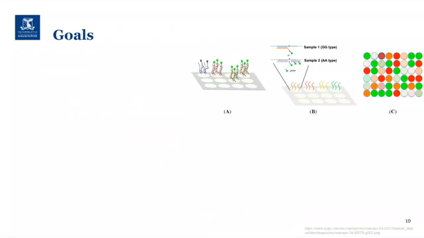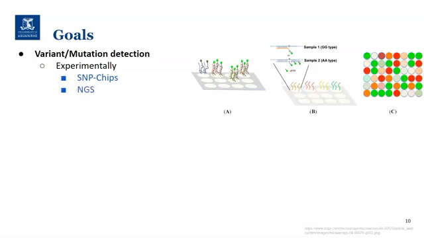So the main goals for this lecture and the next one is that we're going to talk about how we get variants, so how we detect variants and mutations experimentally, and that has to do, for instance, with using SNP chips or SNP arrays, and using sequencing, next-generation sequencing. And if we do use next-generation sequencing, given our sequence sample, how do we identify variants, looking at the reference genome? And that has to do with variant calling.